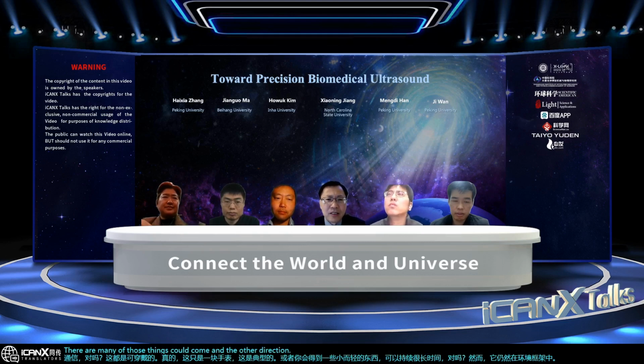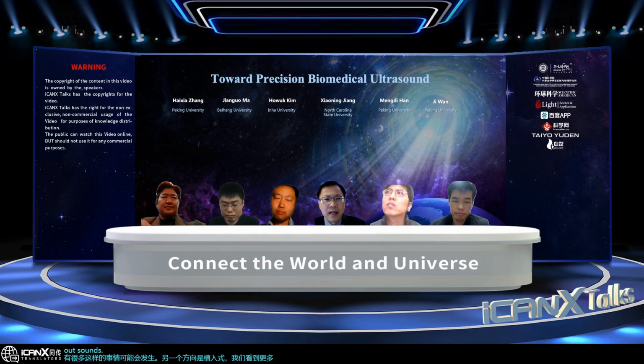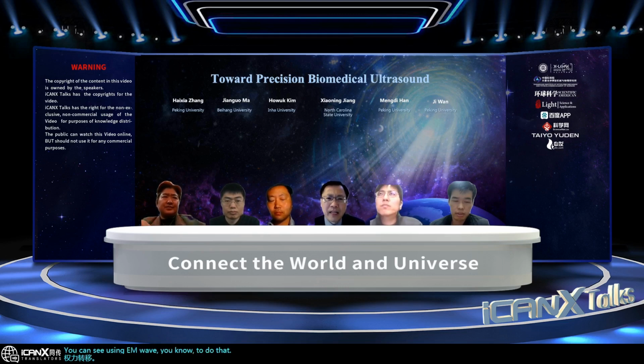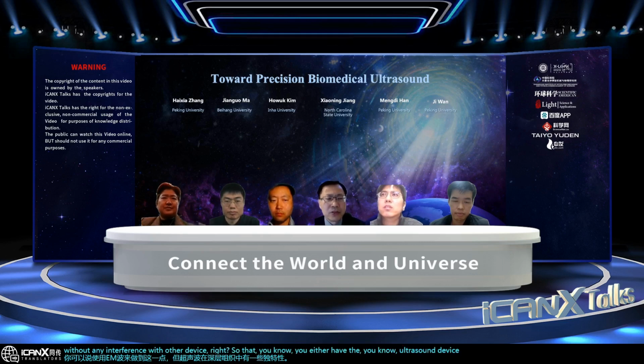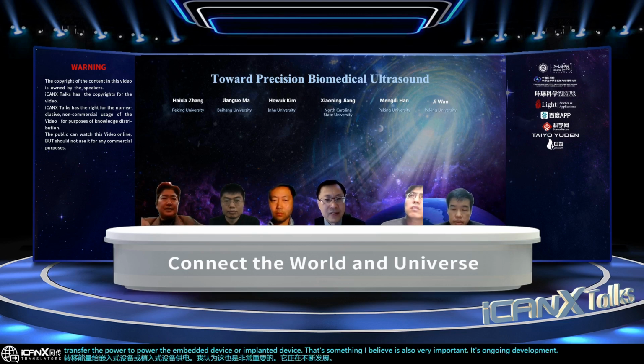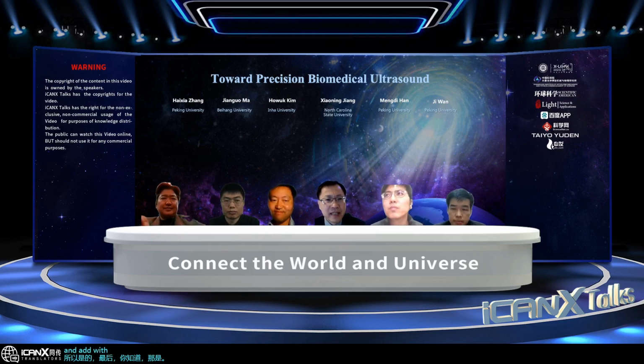And the other direction is going to the implantable. We see more ultrasound for power transfer. You can say using EM waves to do that, but ultrasound has some uniqueness in deep tissue organs without any interference with other devices, right? So you either have the ultrasound device embedded, or use an ultrasound device to transfer power to the embedded or implanted device. That's something I believe is also very important. It's ongoing development. So at the end, with the new intelligence added in the transducer device design, in the imaging development, and in the application, there should be a lot more opportunities out there.